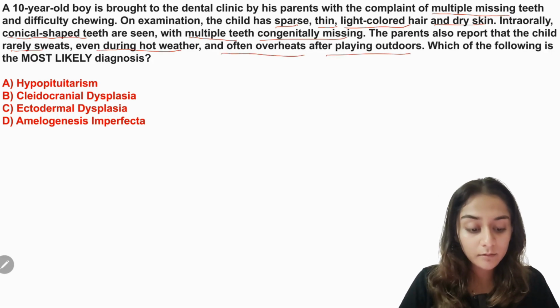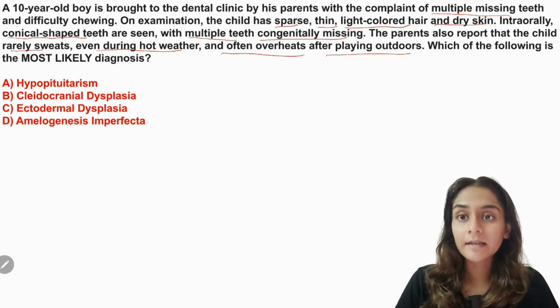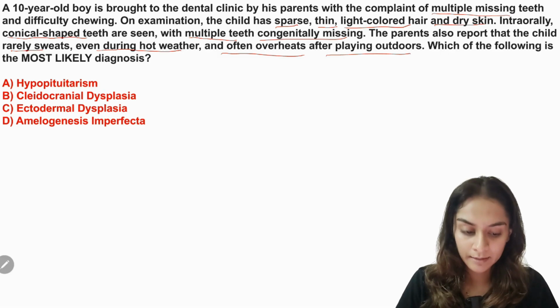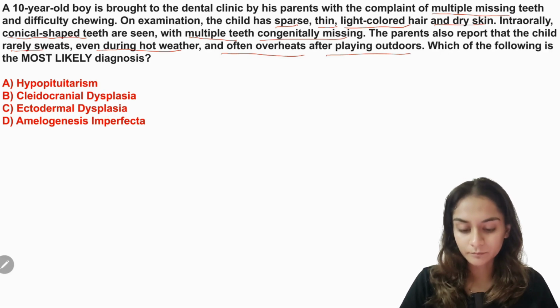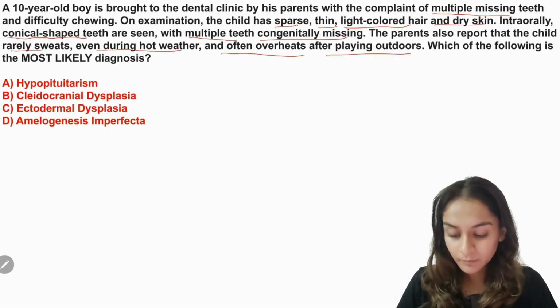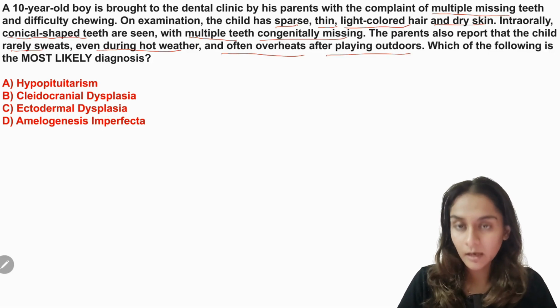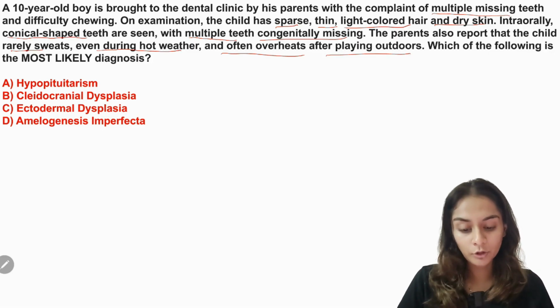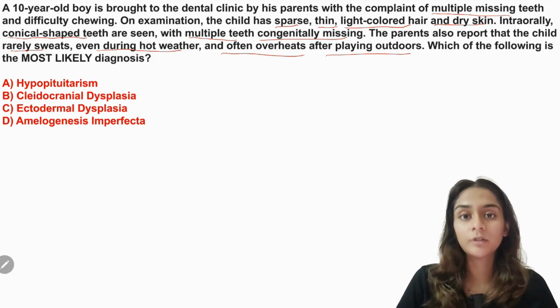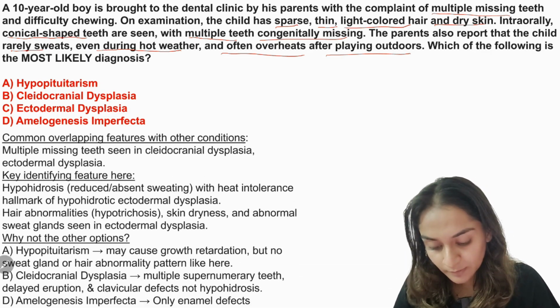So what are the main key points that you will find? First, conical teeth, reduced sweating, the child has sparse, thin, light-colored hair, and multiple missing teeth. What are the options that are given? Hypopituitarism, cleidocranial dysplasia, ectodermal dysplasia, and amelogenesis imperfecta. Now you have to narrow down your answer, as the correct option is only one. So the right answer is ectodermal dysplasia.